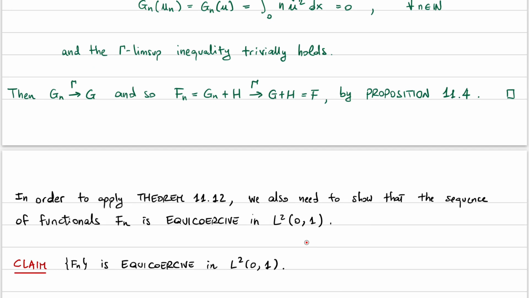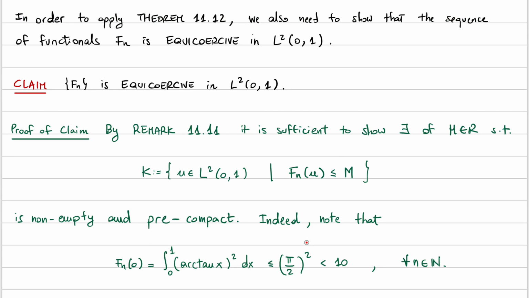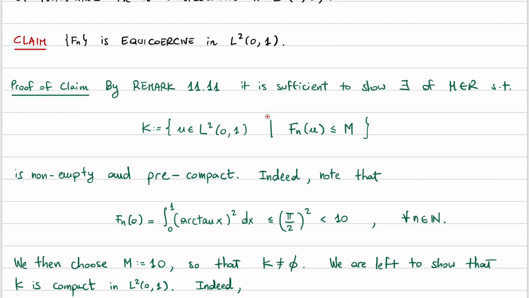Now the second point that we need to show in order to apply Theorem 11.2 is the equicoercivity of the functions F_n with respect to the strong topology of L^2. So we claim that F_n is equicoercive in L^2(0,1). And let's see the proof of this claim.